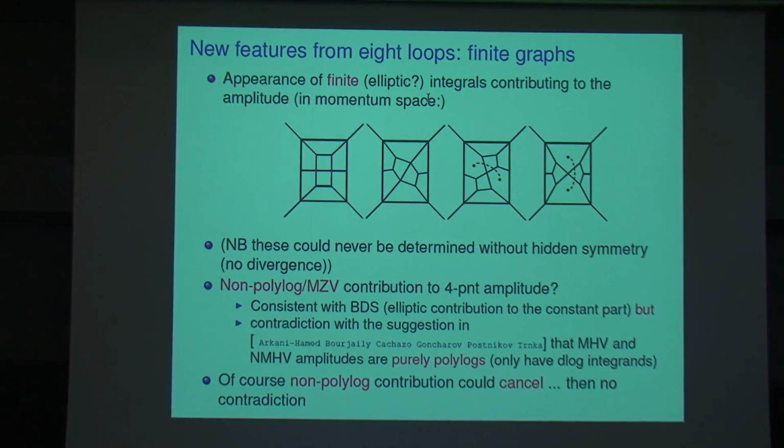Okay, well I haven't got too long. Let me just try and point out a few features of the results that we found. So the first new feature that appears at 8 loops is the occurrence of these finite integrals. This is for the amplitude now. This is all talking about the amplitude, and these diagrams are written in momentum space. So you see this particular graph here.